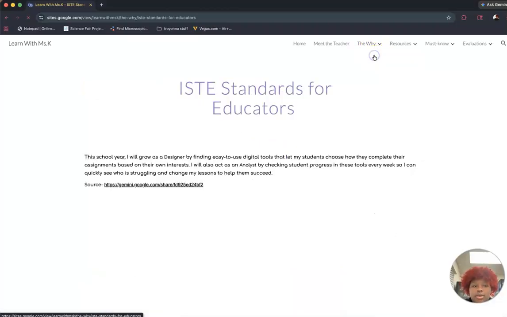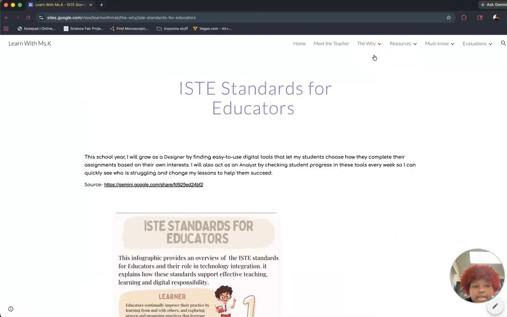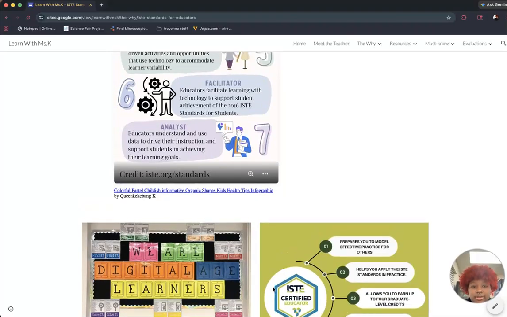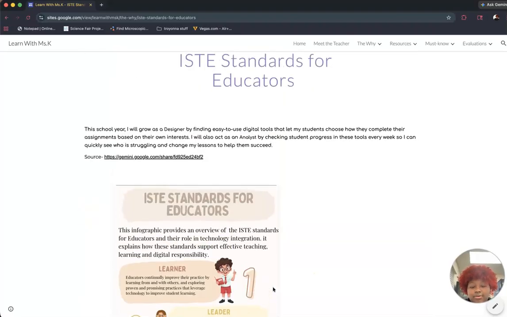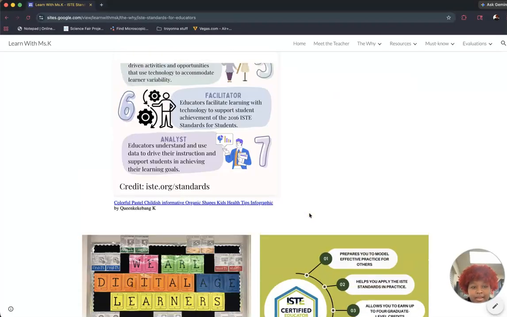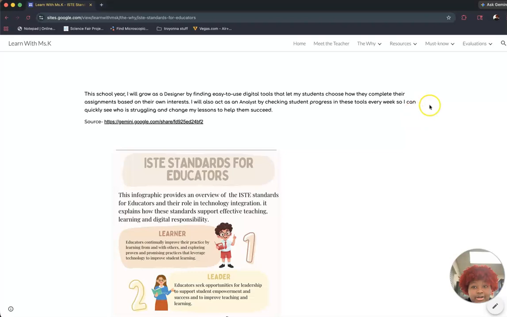Moving on to our why, we have our ISTE standards for educators. These standards basically focus on how technology should be used in classrooms. I think this is really great as it taught me how educators should properly use technology while in the classroom. We used Canva for these. So yeah, it really brings out a lot of creativity.